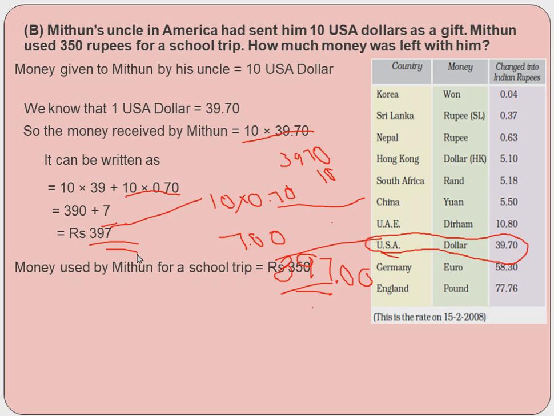Now, money used by Mithun for a school trip. How much did he use? 350 rupees. So, how much money does he have? 397. Out of 397, he used 350. So, how much is left means what you will do? You will subtract. That is 397 minus 350. If you subtract, what is the answer you are getting? 47 rupees. Okay, children, understood how to do this? Shall we move to the next one?